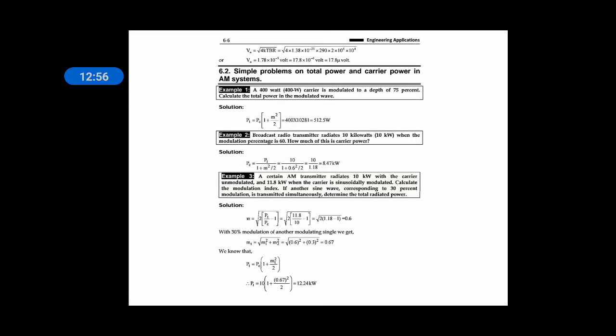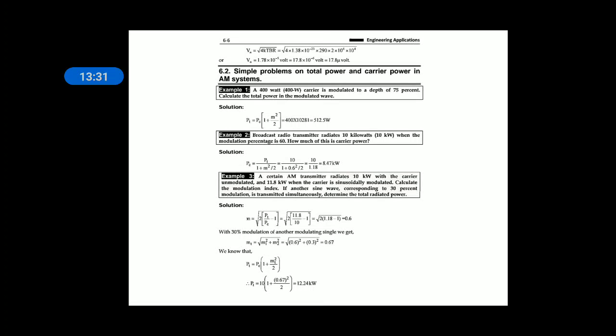So from the formula PT equal to PC into 1 plus M square by 2, M is under root of 2 into PT by PC minus 1. It comes 0.6. You remember always M is less than 1. It should be less than 1 in AM. That is, if it is more than 1, it goes to over modulation and distortion will occur. So in AM, modulation index should be maintained less than 1, not more than 1.